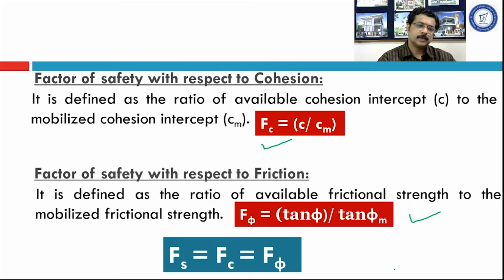Practically, these factors of safety, with respect to shear strength, with respect to cohesion, and with respect to angle of internal friction, are usually taken as equal. Please remember this point: Fs equal to Fc equal to Fphi. This is applied practically in the field.